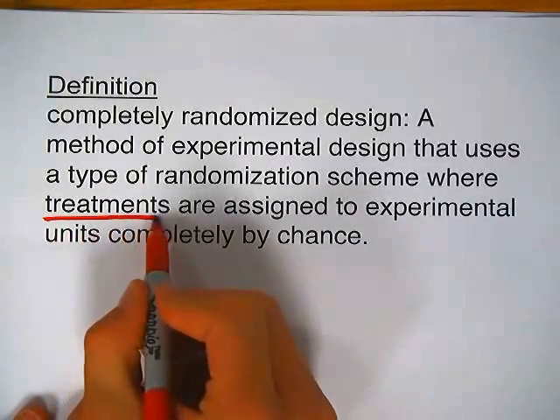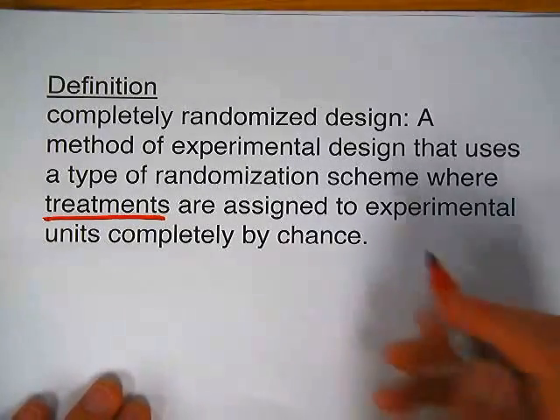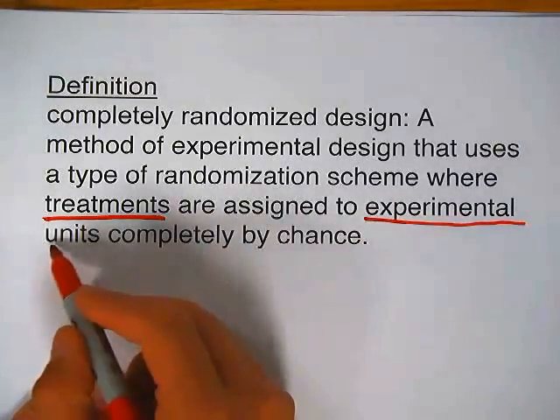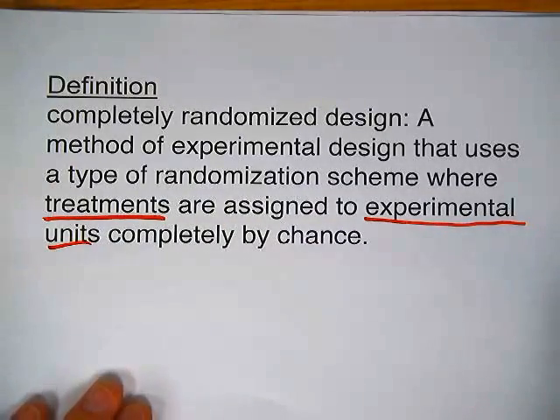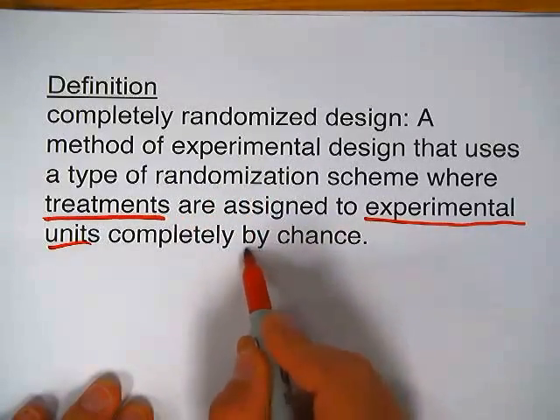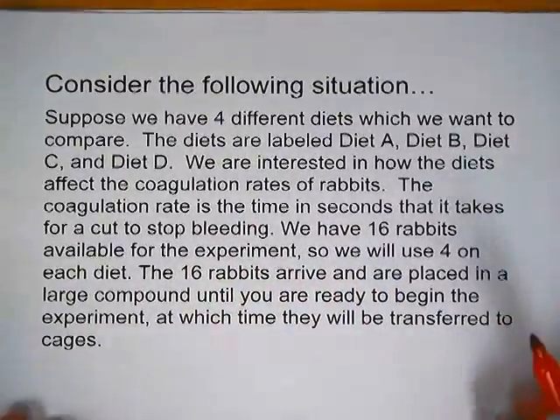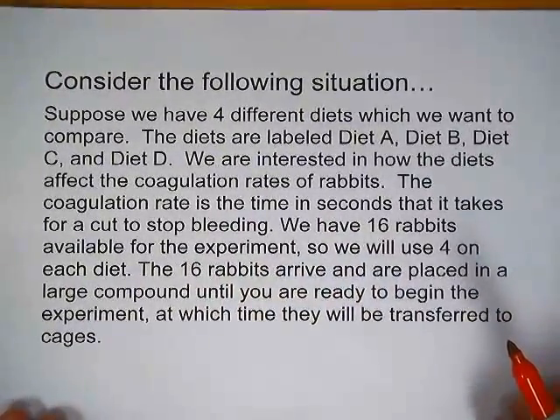So remember what a treatment is: it's just a specific value of your explanatory variable, and your experimental units are either your participants or your subjects in the experiment. Okay, and of course with a completely randomized design, that assignment needs to be done by chance. So let's take a look at a situation where a completely randomized design might be appropriate.